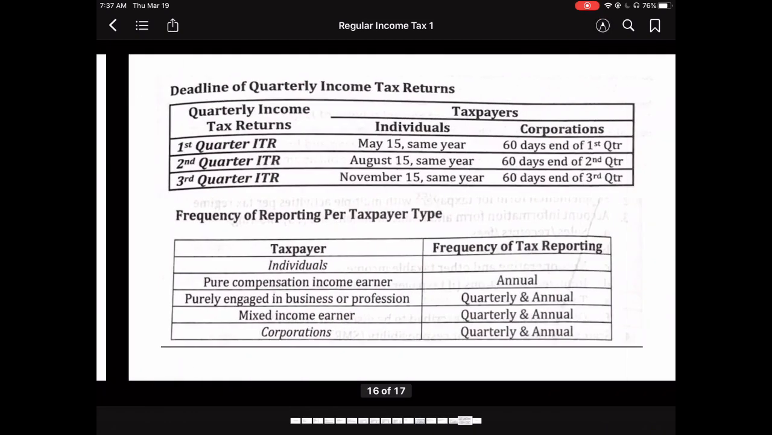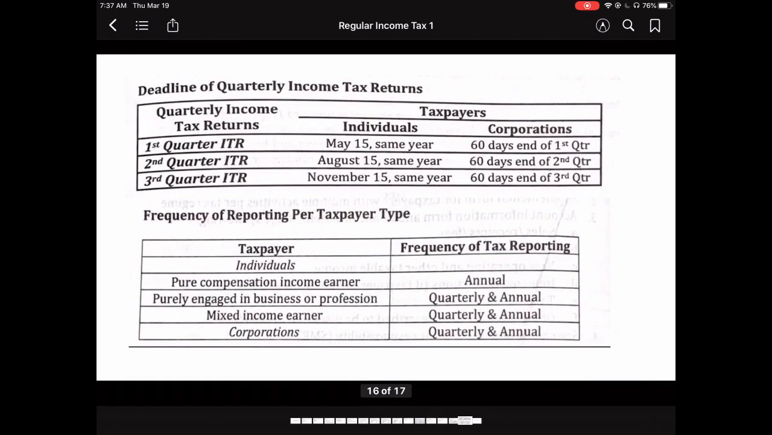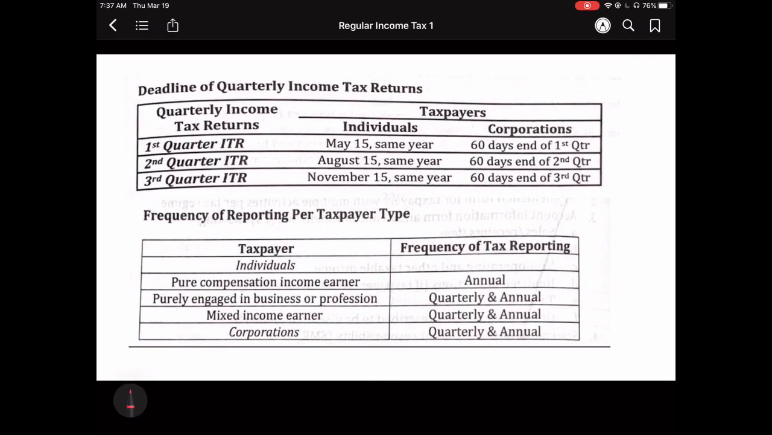Then, we have here the deadline for the filing of ITR. For individuals, purely compensation income earners file annually. If annual, it is April 15. In fact, even during the pandemic with COVID, nothing can stop the BIR. They collect on April 15. There is no extension, because that is the principle of the lifeblood theory. So, April 15 is for purely compensation.